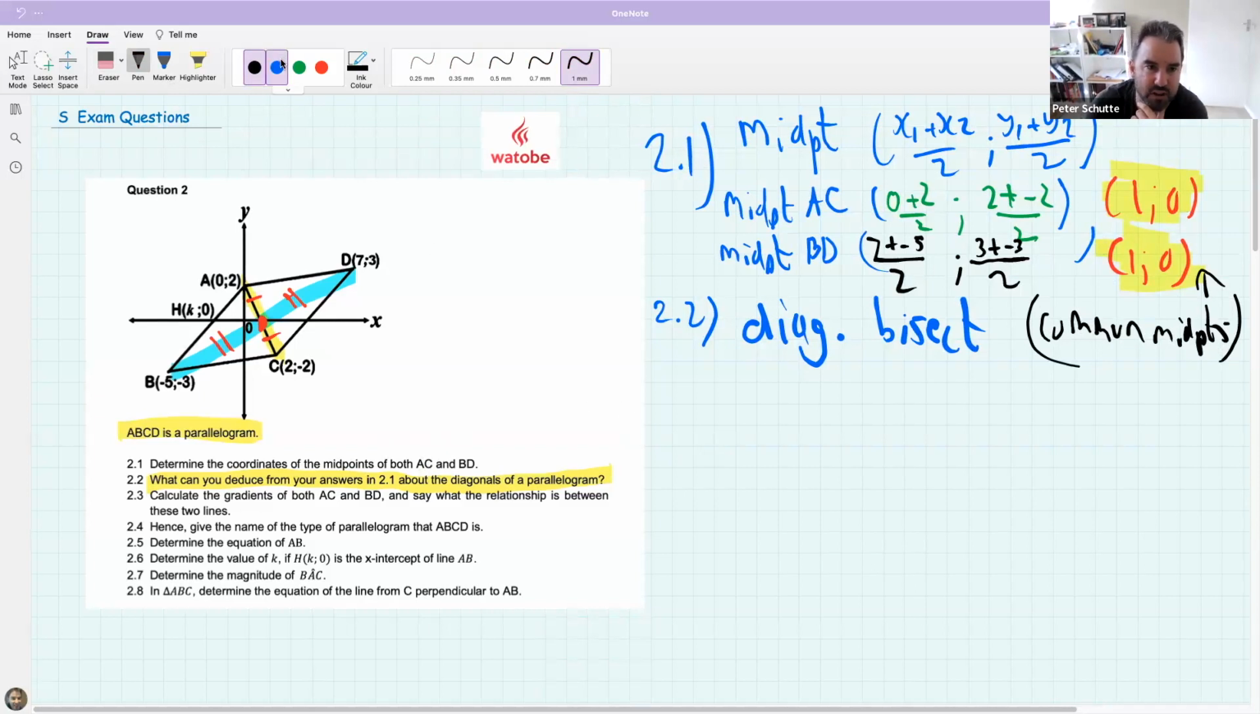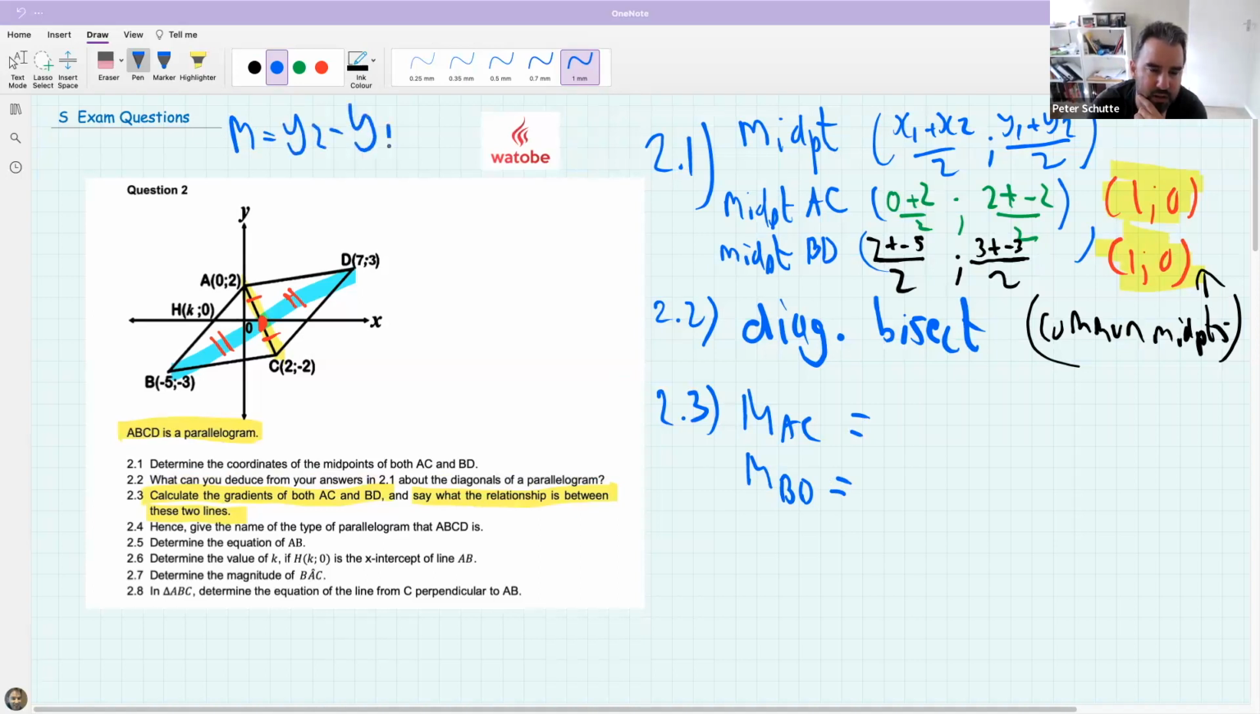Okay, 2.3. It says, calculate the gradients of both AC and BD, and then say what is the relationship between these two lines. So I want you to work out for me the gradient of AC, the gradient of BD, and then I want you to note the relationship. And on your formula sheet or on the screen now, you can find the formula for gradient.